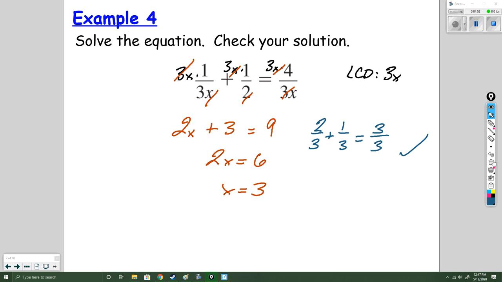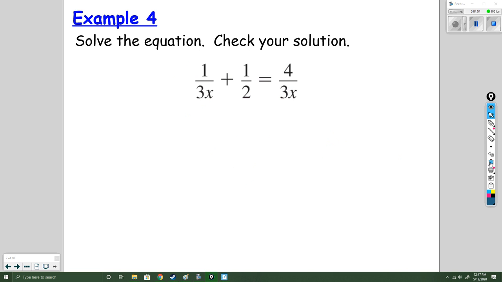All right, moving on to example 4. Once again, let's find the LCD. We have 2 3x's, and then we have a 2, so the LCD would be 6x. That's the lowest common multiple, and we're trying to get rid of the denominator here, so we're going to multiply each one of these by that LCD.